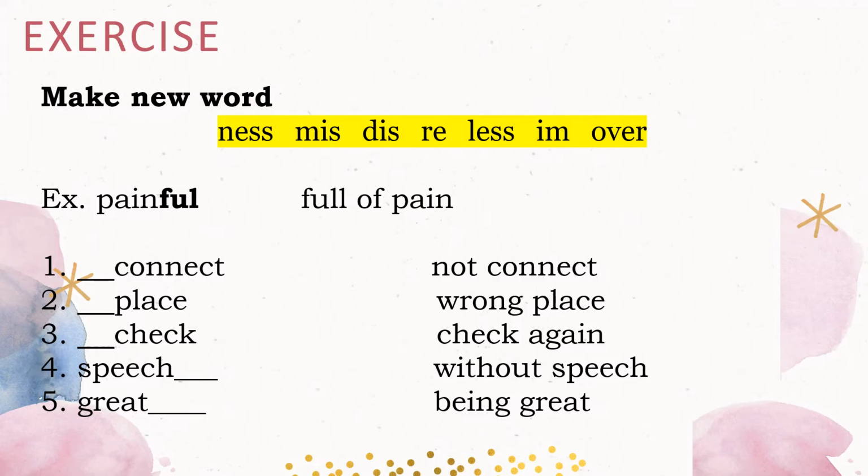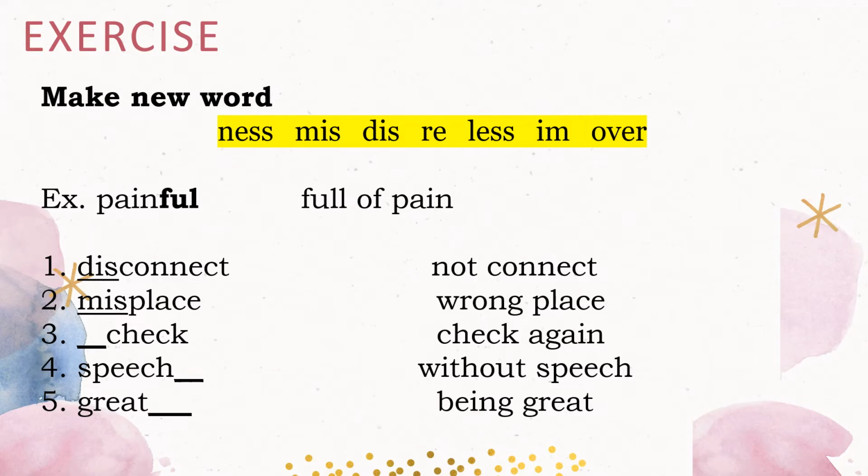Number 1, the root word is connect. The meaning is not connect. Number 2, the root word is place. When you add the prefix, the meaning of the new word is wrong place. The third word is check, which means check again. Number 4 is speech, and you have to add a suffix and will now mean without speech. And number 5 is great, and you have to add another suffix so you can mean being great.